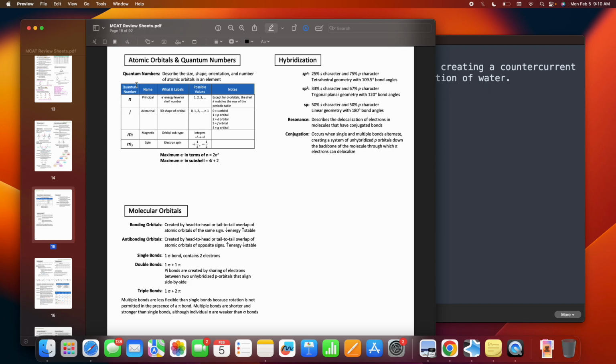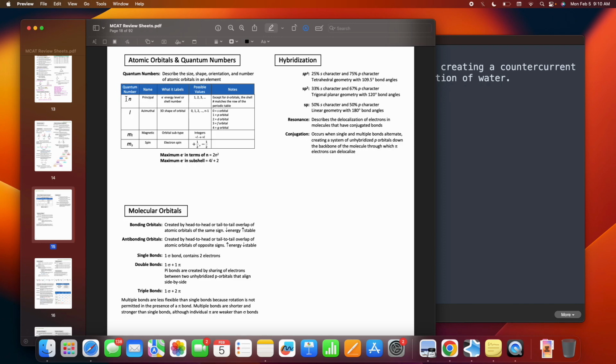So for the atomic orbitals and quantum numbers, we have quantum numbers that describe the size, shape, orientation, and number of atomic orbitals in an element. So based on our periodic table, we are given an element, whatever, it could be iron, sodium, calcium. And based on that element, we can describe its size, shape, orientation, and number of atomic orbitals.